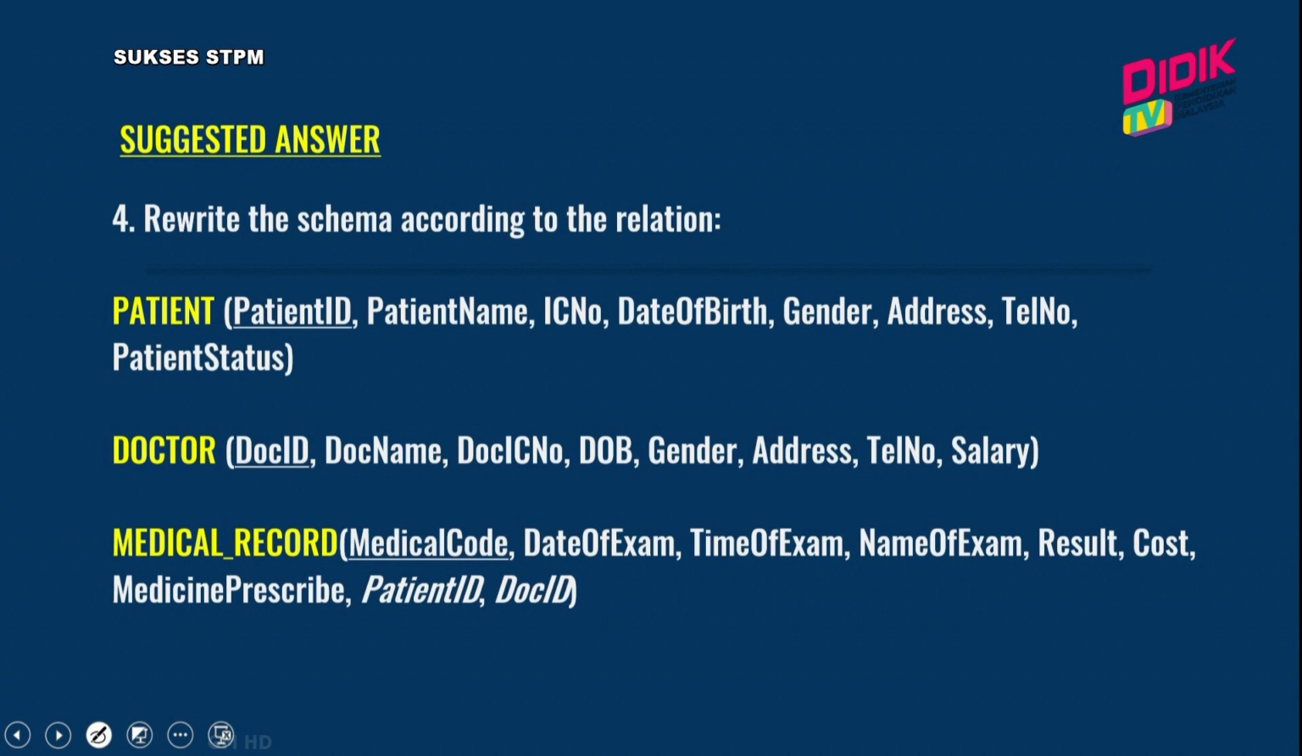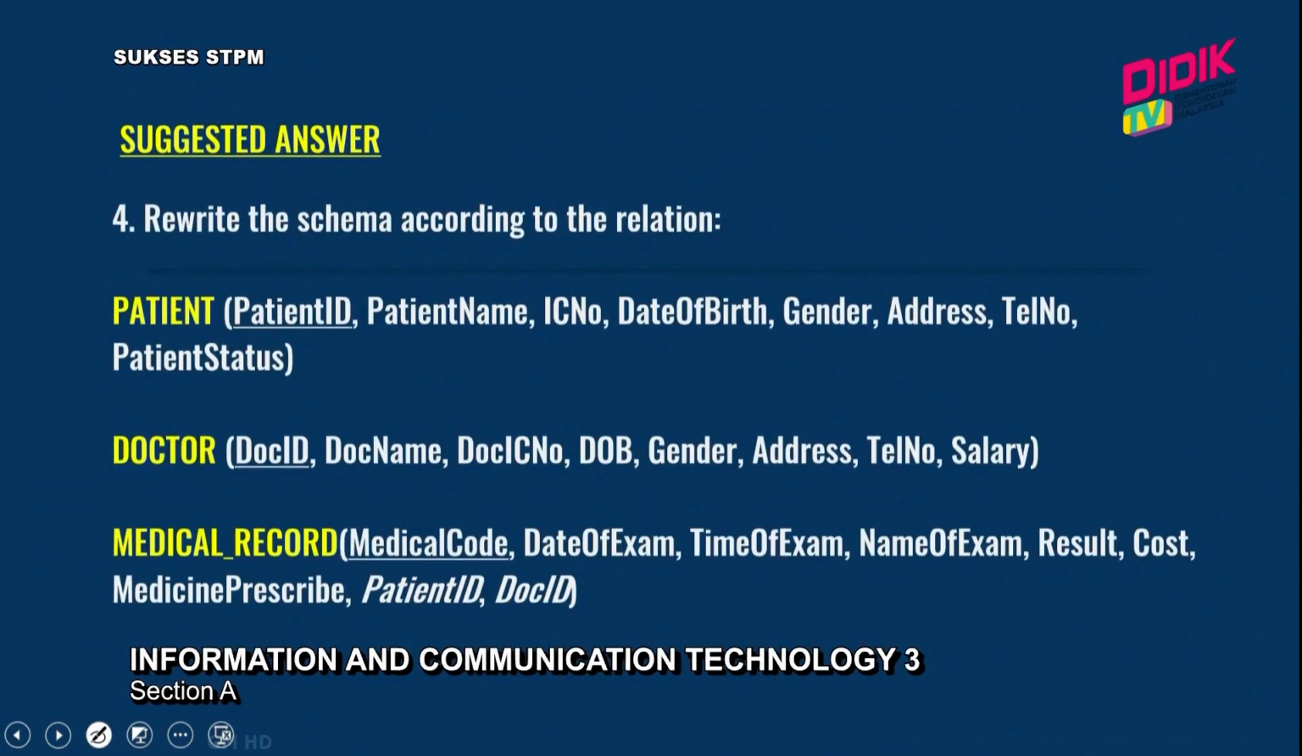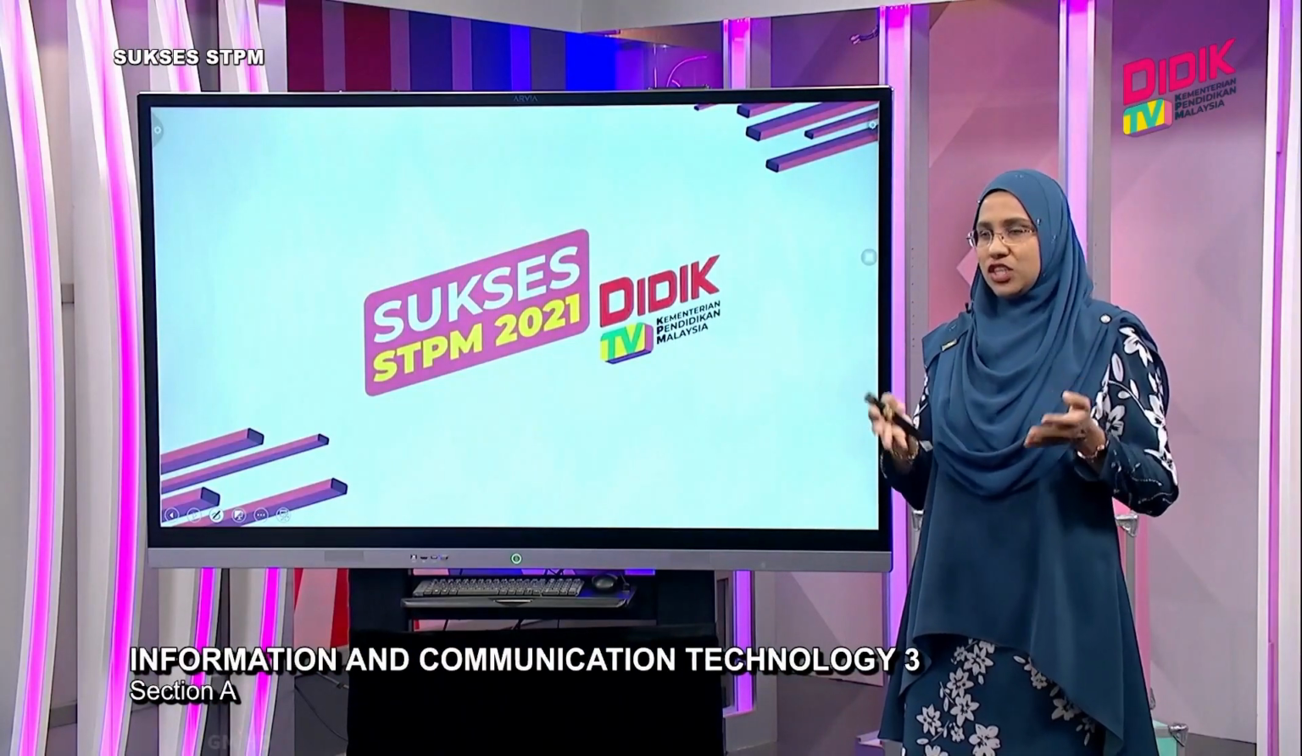And then from the relation that you have done here, just copy back in relational schema, and then you write something like this. Patient, bracket, and then you list down all. This one actually you can write 3 to 4 enough. And then don't forget to underline the primary key to indicate that that is the primary key. And then the second relational schema, doctor ID is the primary key. And then the last one, medical record, medical code is the primary key. And also don't forget to write the foreign key. So that will be 4 examples that I shared with you how to answer in section A.